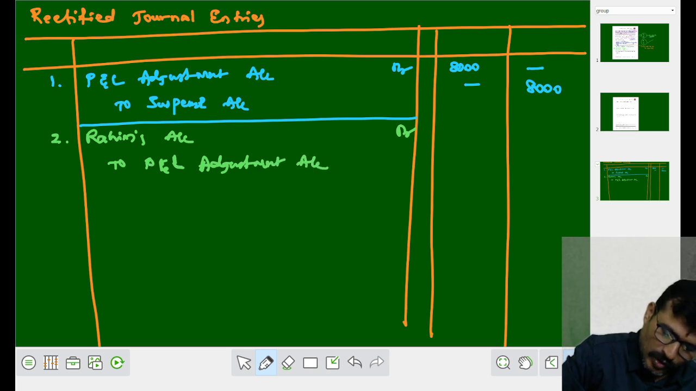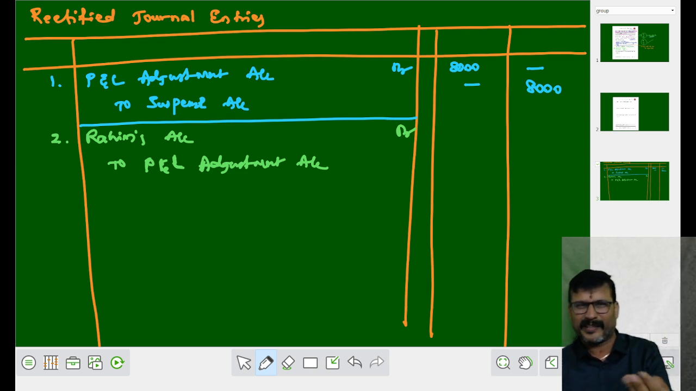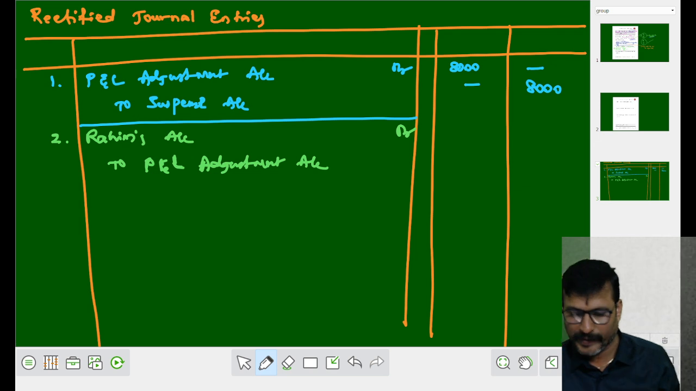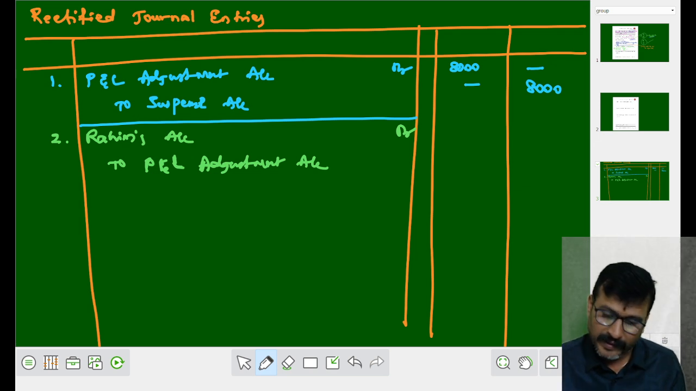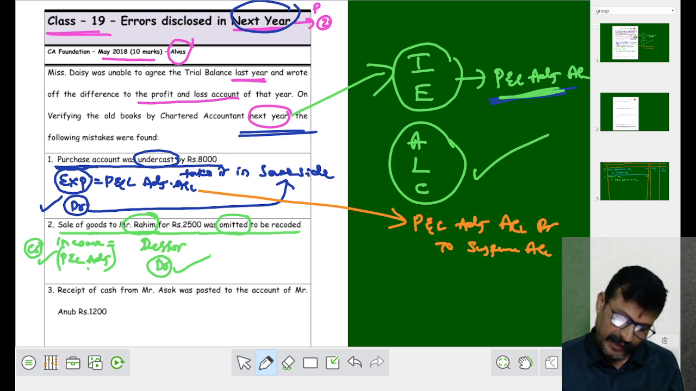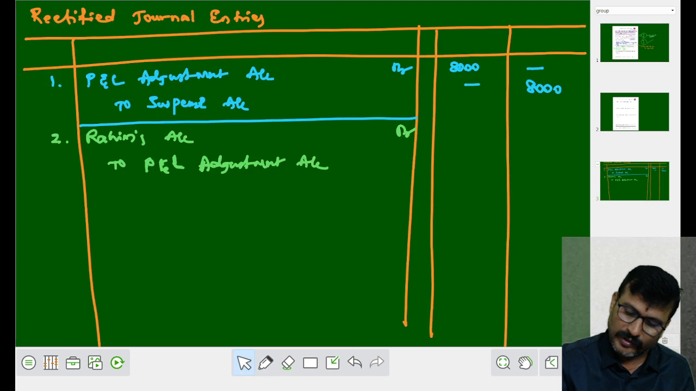Please cope with some technical issues here and there, my dear students. We can't have control over technical issues. Fine. How much amount, my dear students? It is an amount of rupees 2,500. Shall we write the amount of 2,500 here?